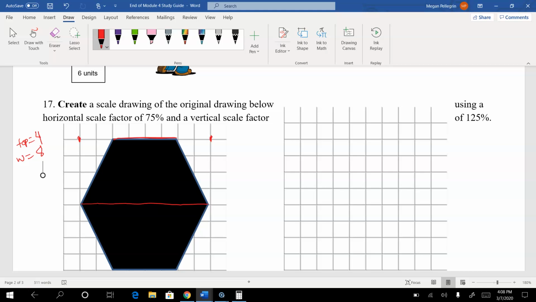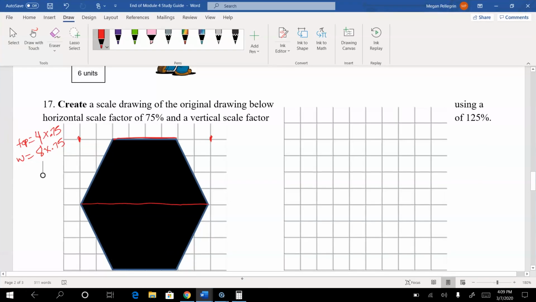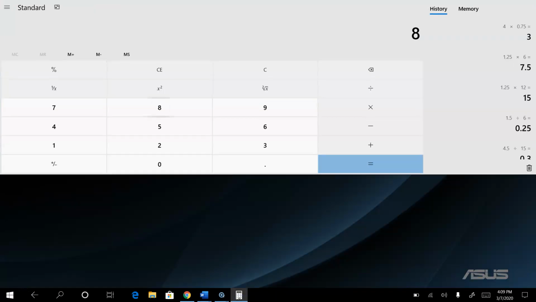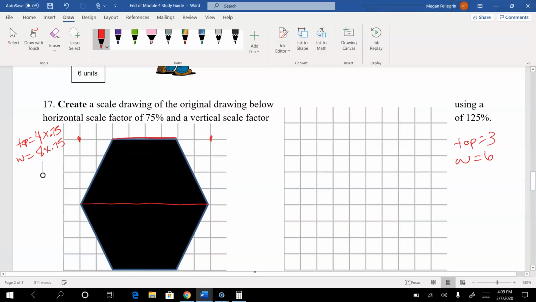And so our horizontals we're doing by 75%. So 4 times, that's 75%, 0.75, and 8 times 0.75. So 4 times 0.75 is 3. So our new top is going to be 3. And our new width, 8 times 0.75, gives me 6. So our new width is going to be 6.